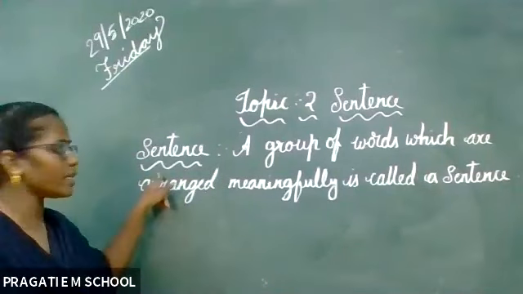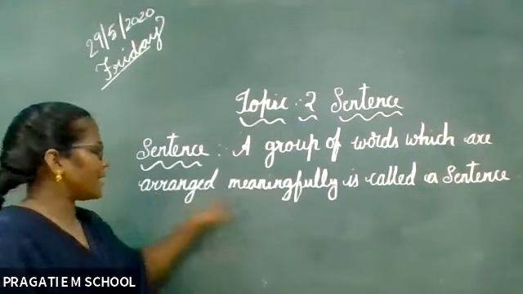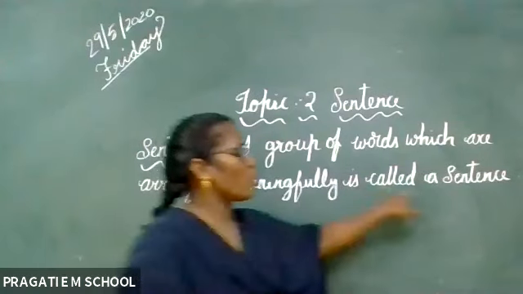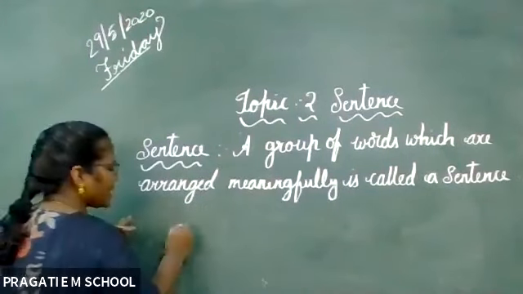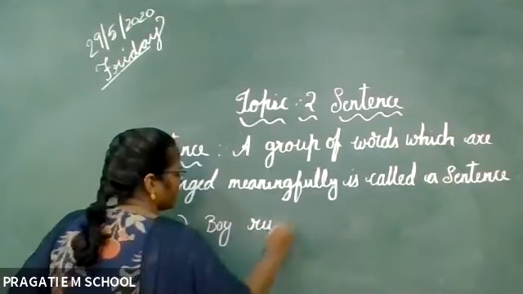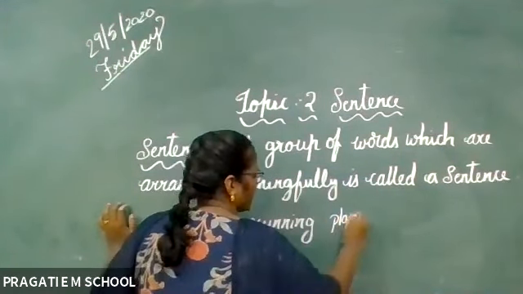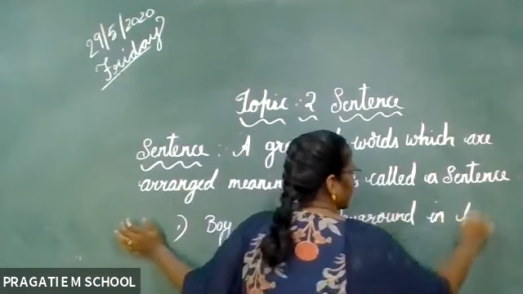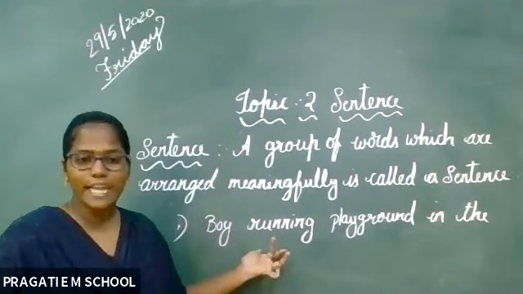Now read the sentence here. A group of words which are arranged meaningfully is called a sentence. Now let me give an example. See here, for example, if I write like this: boy, running, playground, in, the. Does this sentence contain any meaning?